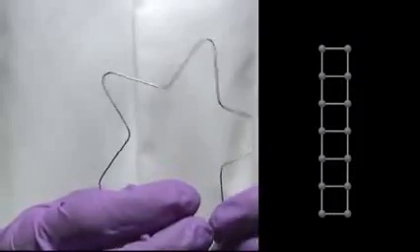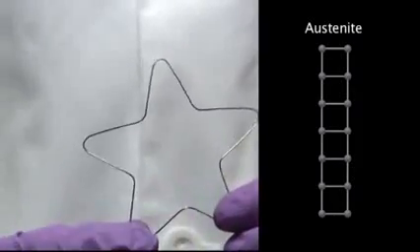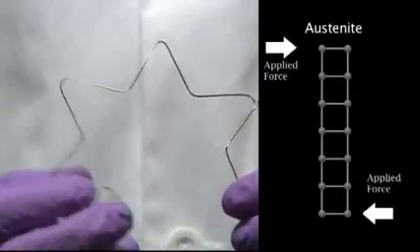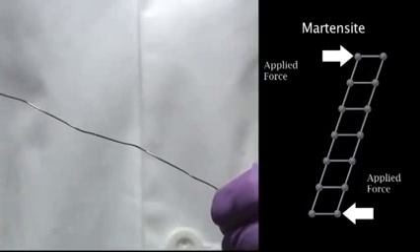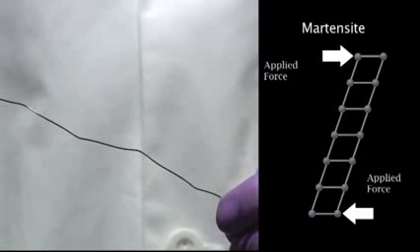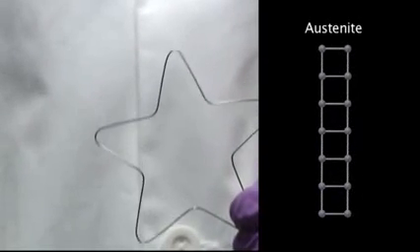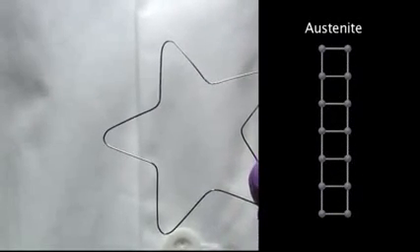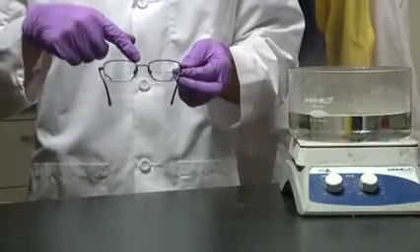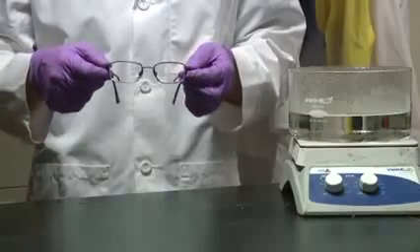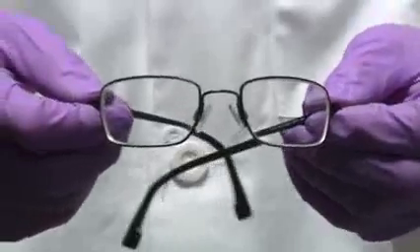This material is a slightly different composition, so that at room temperature it is in the austenite phase. If we stress the material, we can force it into the martensite phase, and this will change the shape. But if we release the stress, it goes right back to the austenite phase and the original shape, because that is where it is stable at this temperature. You may have seen this before in eyeglasses that can be stretched without being permanently bent.